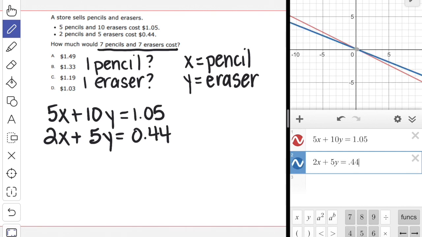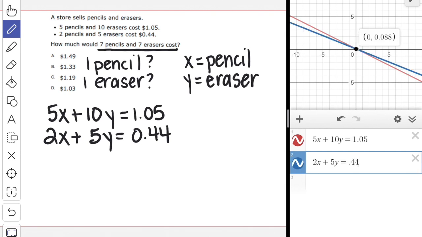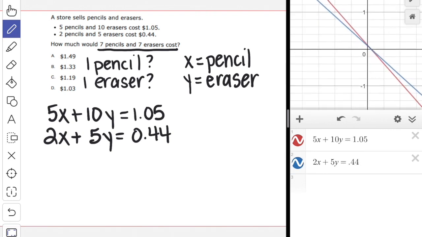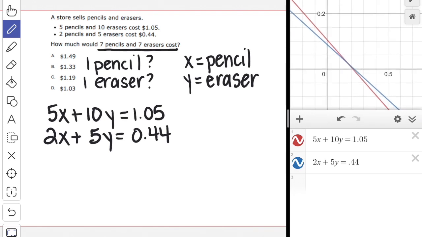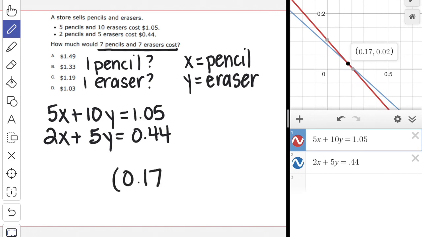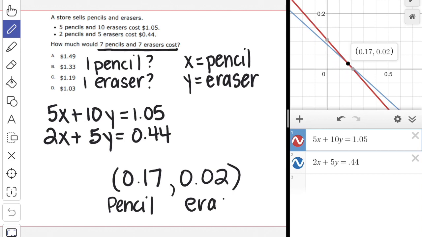Now, the one thing about this is you can click here, but you're not quite sure where you're clicking because there are several dots. So we really need to zoom in and make sure that we're getting the intersection and not an intercept itself. When I zoom in, I see that my answer is 0.17 and 0.02. So basically, my pencils are going to cost 17 cents and my erasers are going to cost 2 cents.